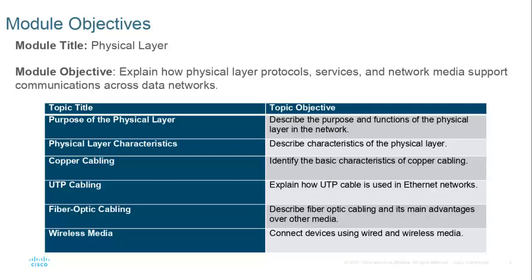And what we're going to be talking about in here is the purpose of the physical layer, its purpose and functions. What are some of the characteristics of the physical layer? Then we'll look at some types of media. We're going to look at copper cabling. We used to use the old coaxial cable. Now we mostly use twisted pair cable.